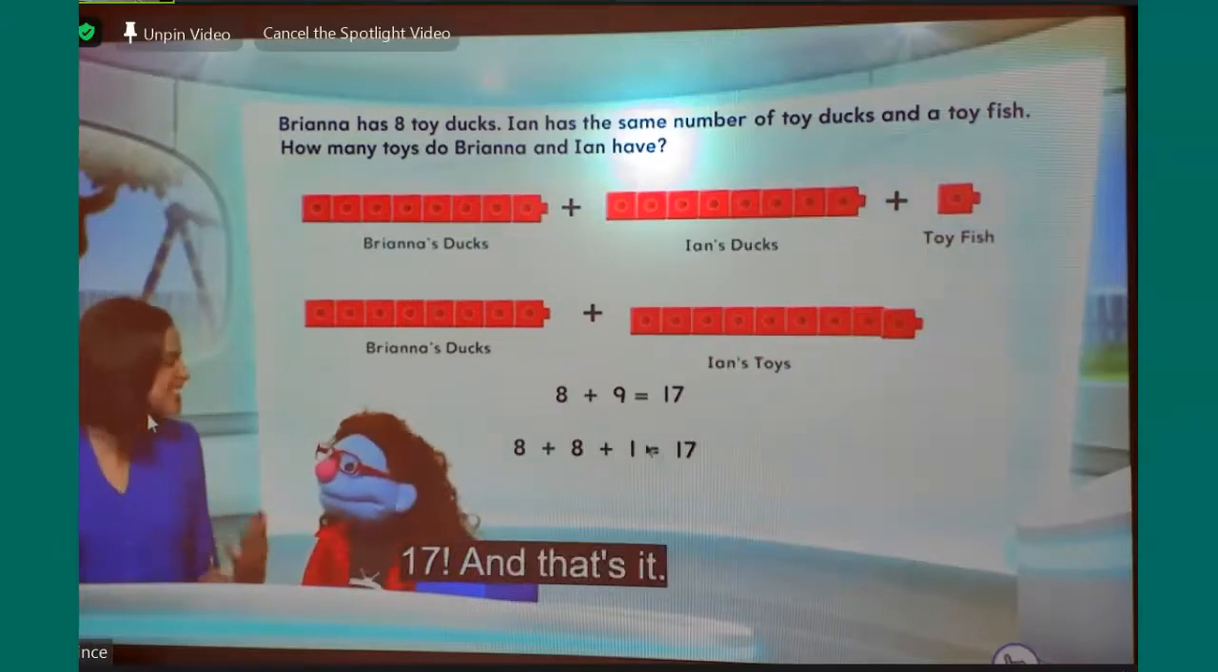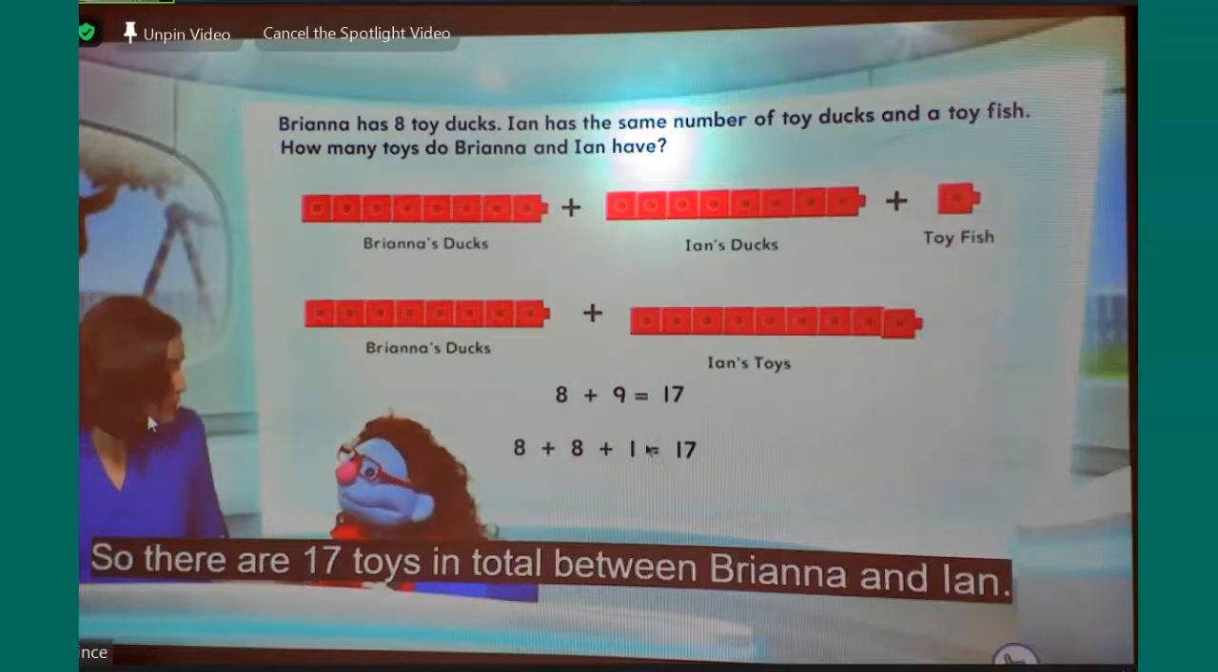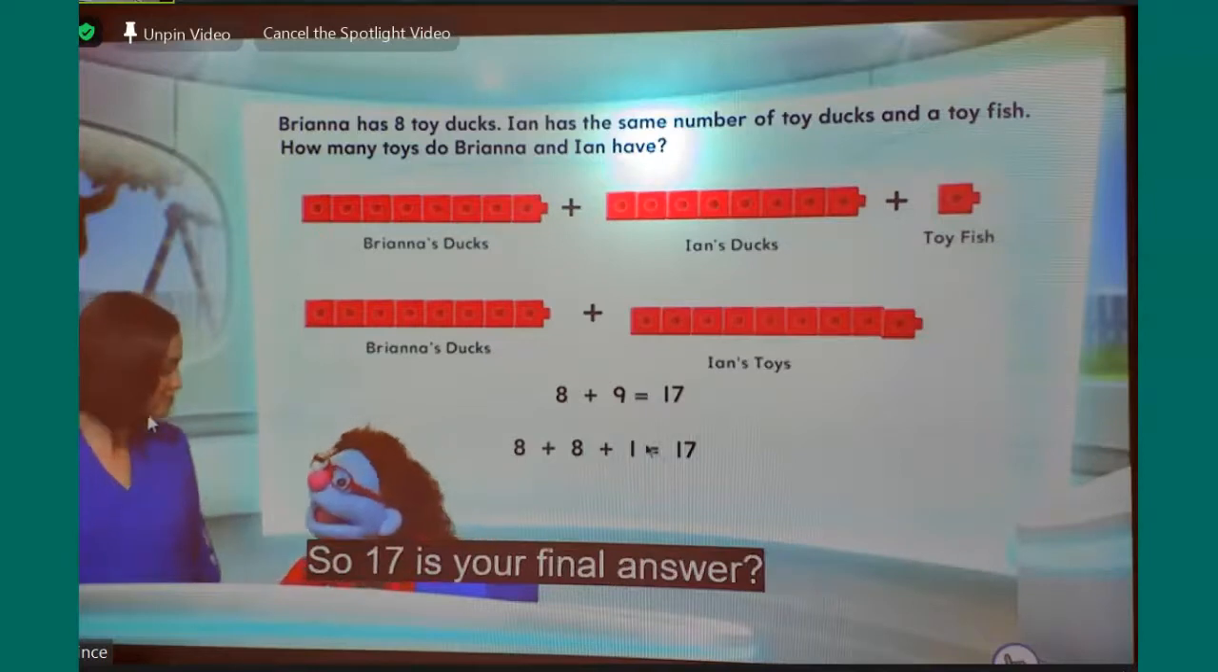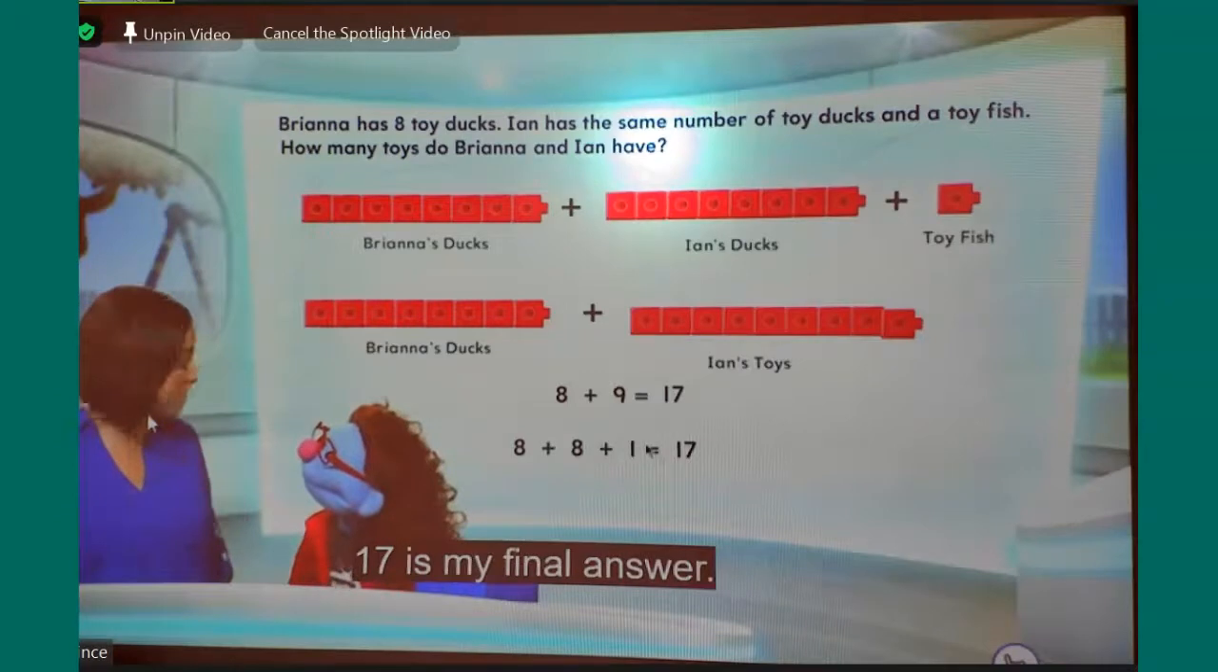And that's it. That's a little bit easier than doing the 8 plus 9. So, there are 17 toys in total between Rihanna and Ian. So 17 is your final answer? Yes, 17 is my final answer.